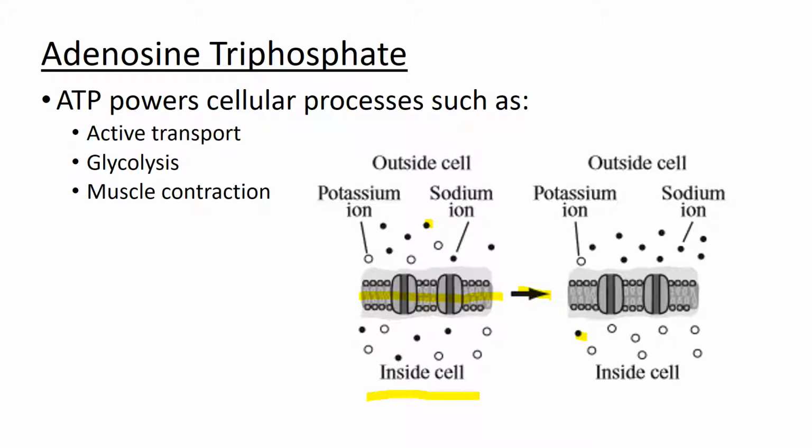Again, we call that active transport, and we've said active transport requires energy on the part of the cell. Well, now we know what that source of energy is. It's ATP. So ATP, adenosine triphosphate, is what powers this process of active transport.